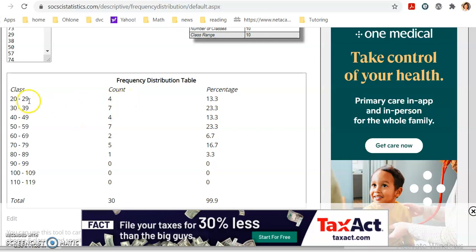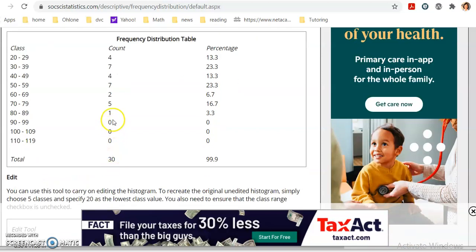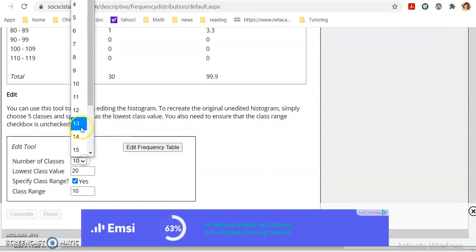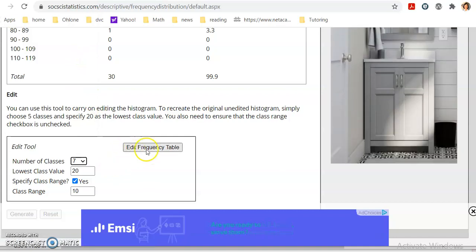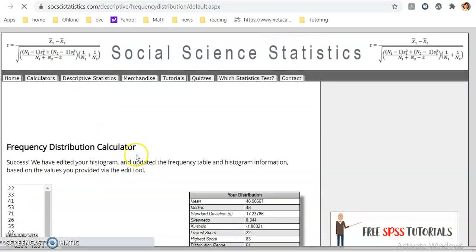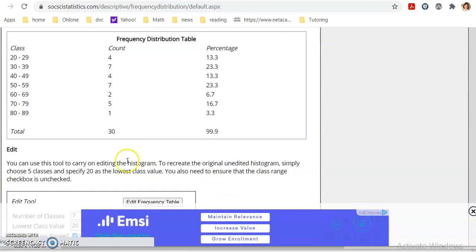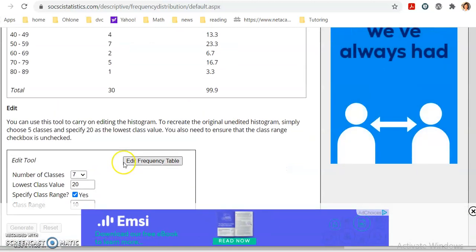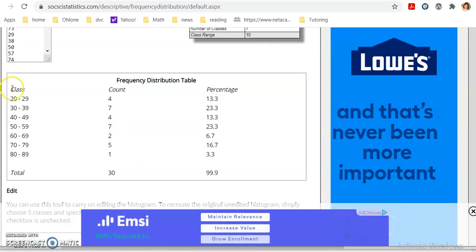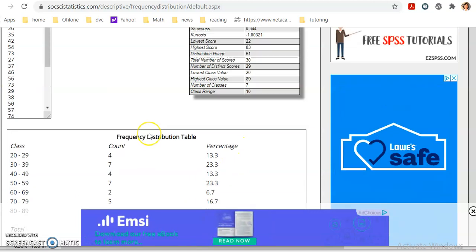So you can see that it is now all done, and they actually do the percentage, which is the relative frequency. So they should get a percent here. From 20 to 29, there are 4 counts, 30 to 39, there are 7 counts, etc. And the last 3 classes have 0. So we can actually just cut it to 7, right? And then just do edit frequency table. Don't do generate. Generate would bring you back to the reset. So when you say edit frequency table, that would do it. So this is the frequency table that you get.